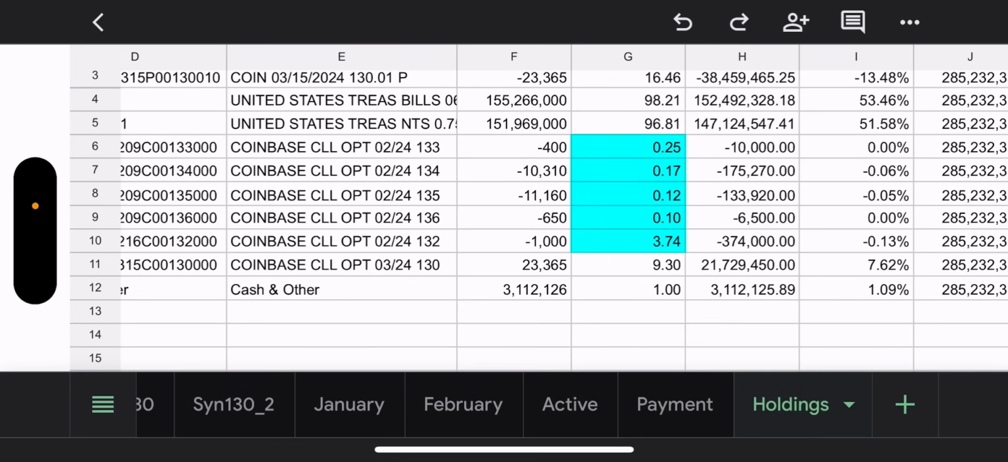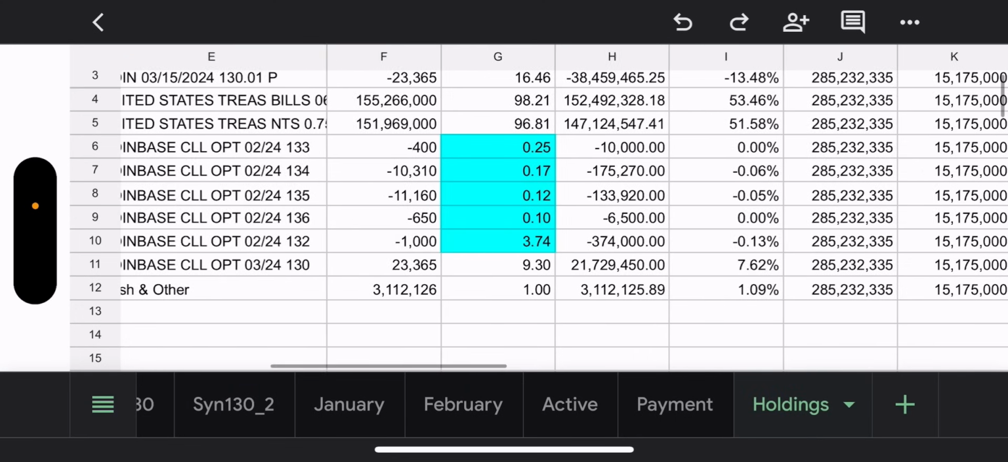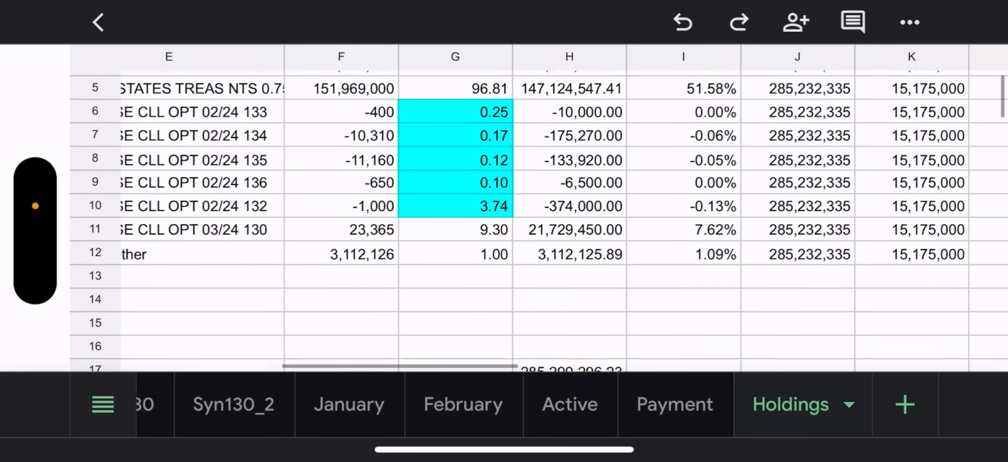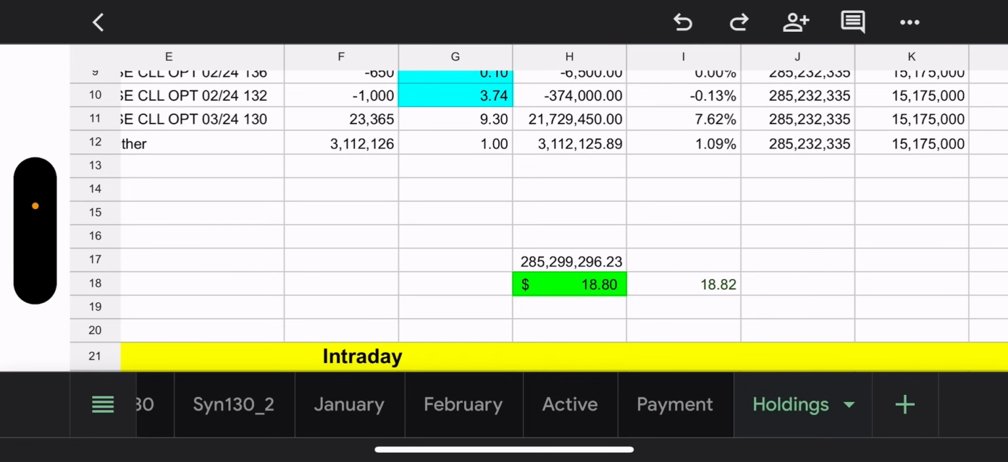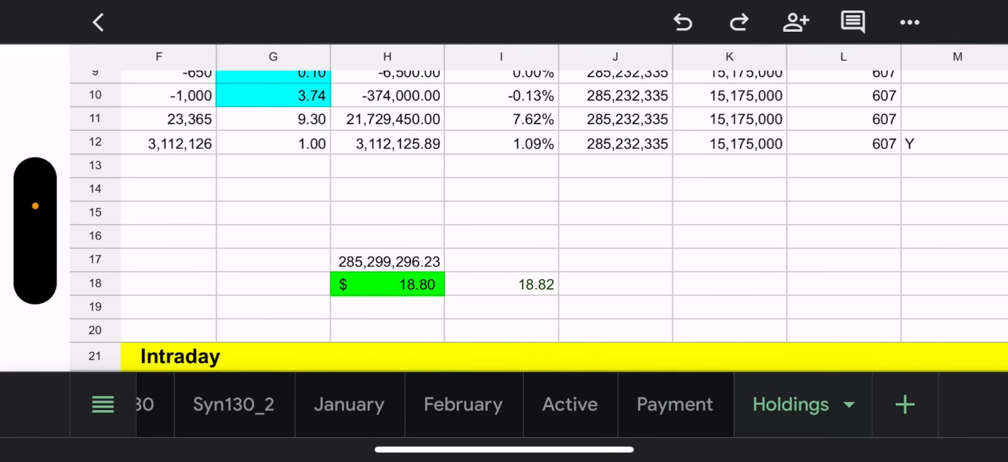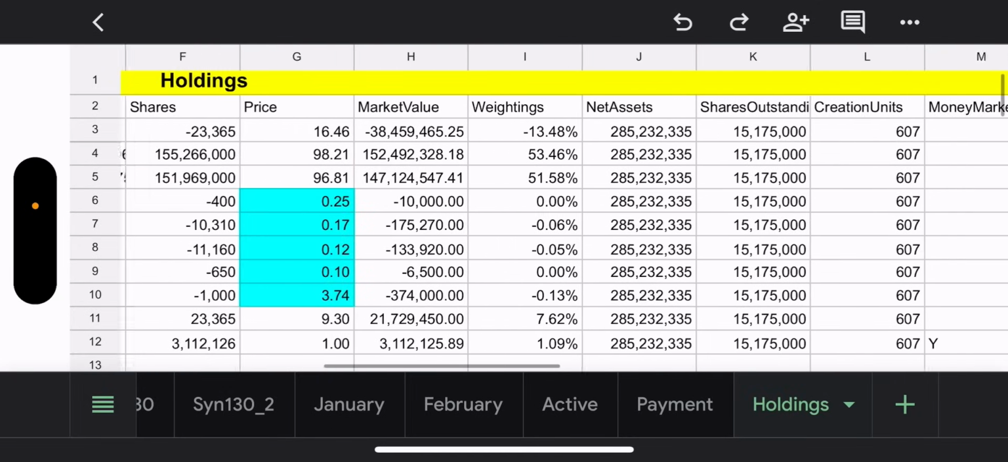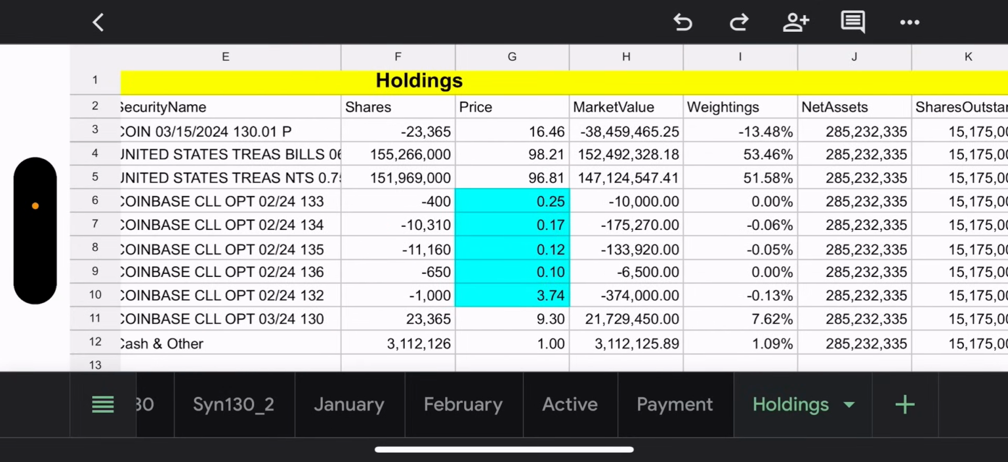TSLY, not so much. I know they have 2 strikes, but they're barely out of the money, so they're not as prepared for a complete bull market. But yeah, net asset value 285 million, NAV is at 1880, stock price 1882, close enough. And yeah, that is the end of it.